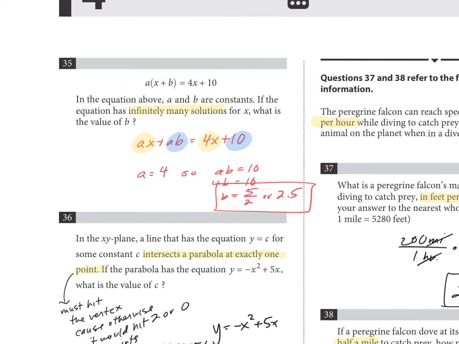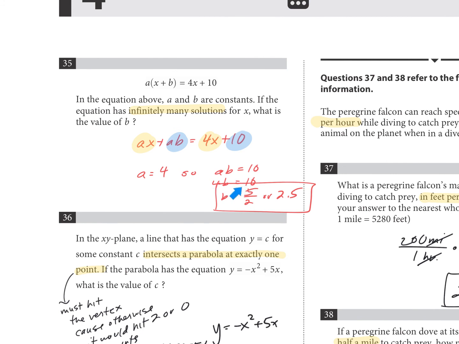So if you end up with 0 equals 0, that's an infinitely many situation. The first thing I did was I distributed the a, and I got ax plus ab. But I know that ax has to equal 4x, so that means a has to be 4. That's the first thing I noticed. So if a is 4 and ab is 10, right?